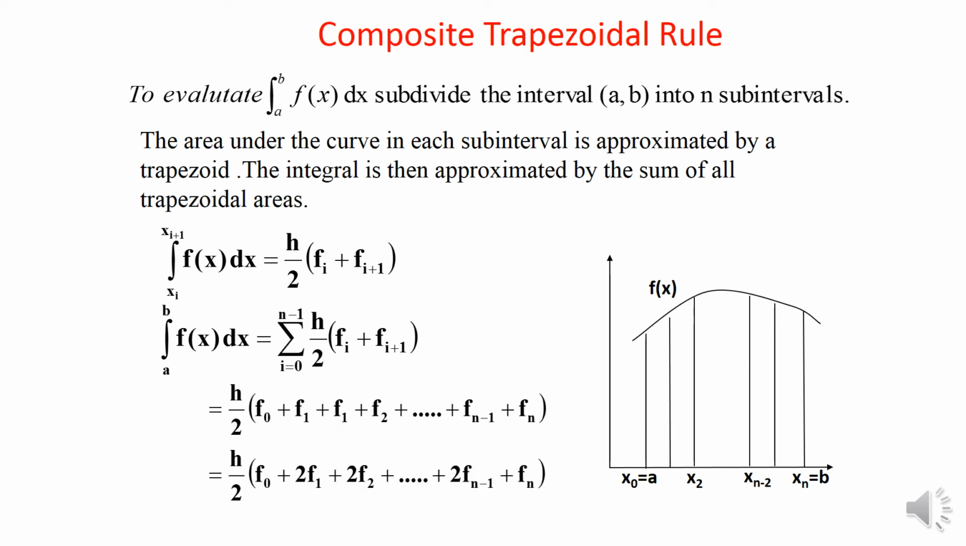Now we open this summation and we can write down h by 2 times (f0 plus f1), then next is (f1 plus f2), next will be (f2 plus f3), and so on till we reach the last interval, and we get (fn minus 1 plus fn). So we see the first and last values have come once, and all other values have come twice. So we can write down h by 2 times (f0 plus 2 f1 plus 2 f2 up to plus 2 fn minus 1 plus fn).